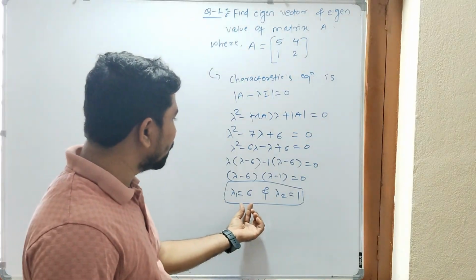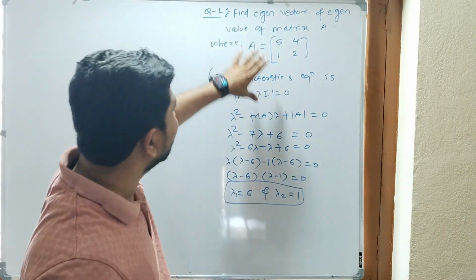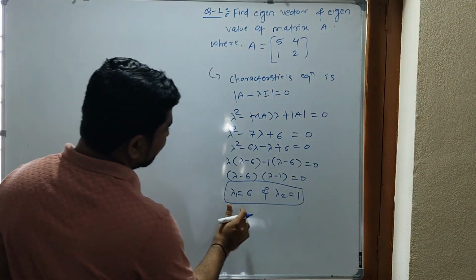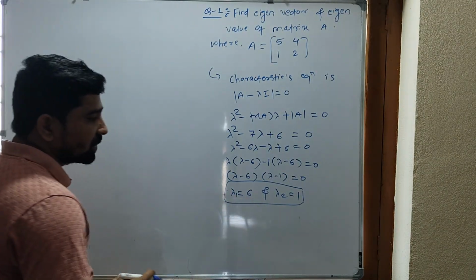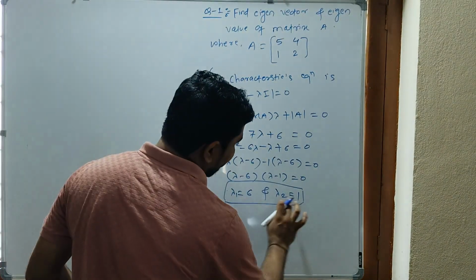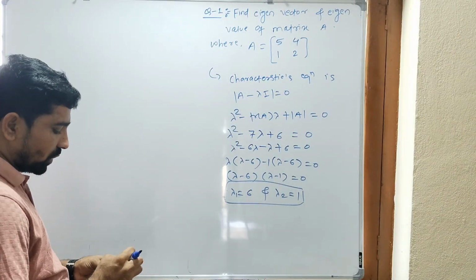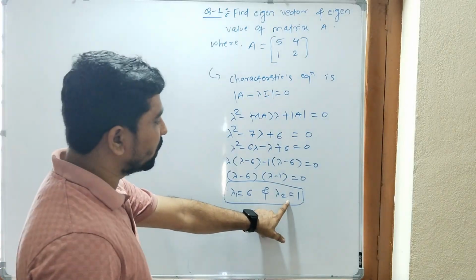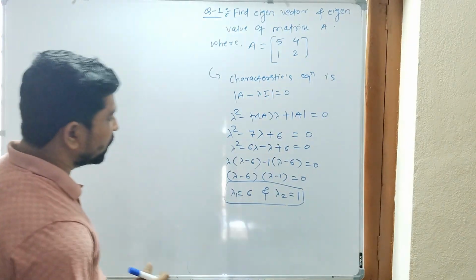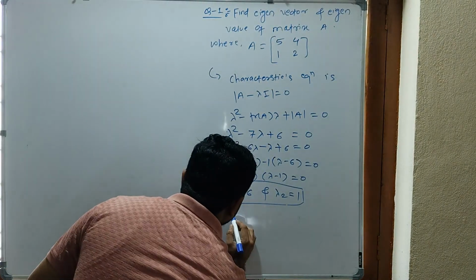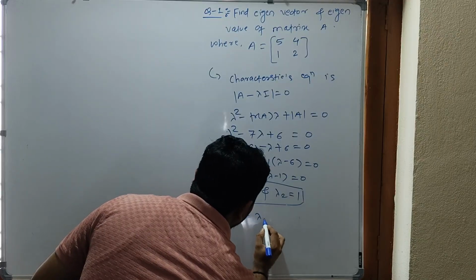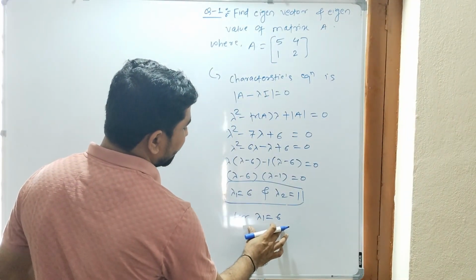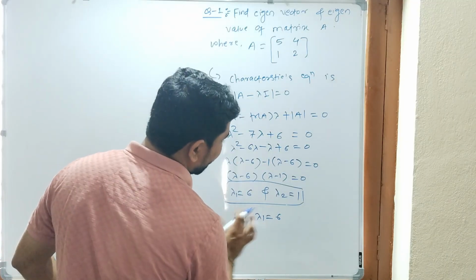So lambda 1 equal to 6 and lambda 2 equal to 1 are the eigenvalues of this matrix. Now I want to find the eigenvector corresponding to lambda 1 equal to 6 and the eigenvector corresponding to lambda 2 equal to 1. So here I want two eigenvectors, one corresponding to lambda 1 and one corresponding to lambda 2. First I will build the matrix for lambda 1 equal to 6. Now I will find the eigenvector corresponding to the eigenvalue lambda 1 equal to 6.